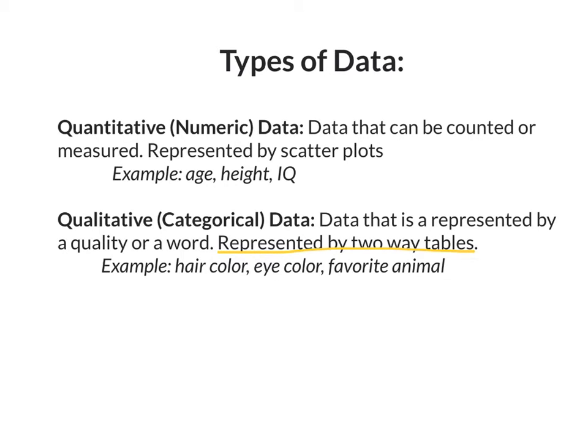An example would be your hair color. You have blonde hair, brown hair, red hair. Those are all things represented by a word or a quality. Your eye color is a quality. And your favorite animal. You wouldn't say my favorite animal is number 10. That would be kind of weird. Your favorite animal is a cat, a dog, a tarantula. Whoa, I don't know. So those are all categorical values.